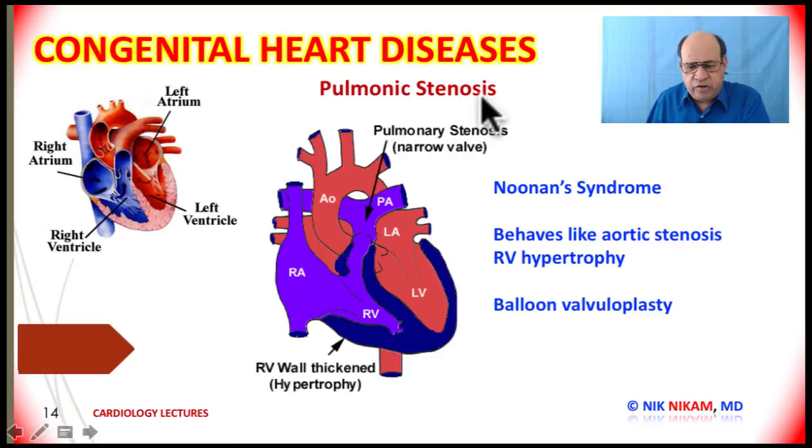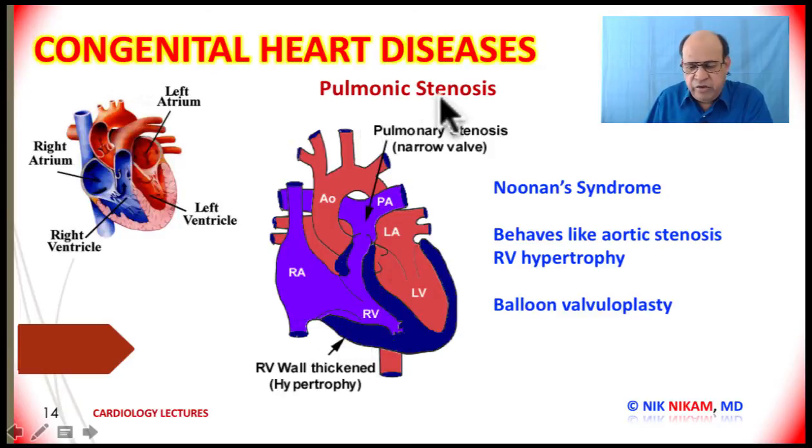Pulmonic stenosis. Pulmonic stenosis is another congenital heart disease that we come across where there is narrowing of the pulmonic valve. Just like congenital aortic stenosis, where there is narrowing of the aortic valve, the pulmonic stenosis behaves just like aortic stenosis in that there is hypertrophy of the right ventricle. There is evidence of increased pressures in the right ventricle and the right atrium. There is increased thickness of the right ventricle.